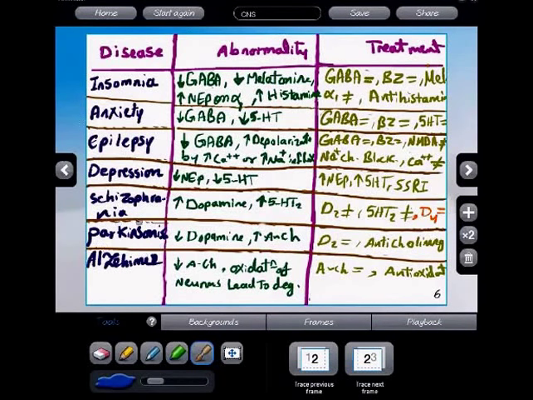In Parkinson's, guys, low dopamine and high acetylcholine can cause Parkinson's. So if you give a dopaminergic D2 agonist or anticholinergic drugs, I can treat the Parkinson's.